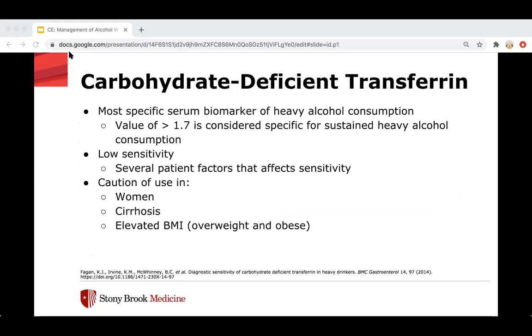Carbohydrate deficient transferrin is actually the most specific serum marker for heavy alcohol consumption. So this would be a great indicator to use on all patients coming in with suspected alcohol withdrawal. CDT refers to a temporary alteration in the glycosylation pattern of transferrin, and this results in an increase in the relative amounts of diacetyl and acetyltransferrin. And this occurs as a result of sustained heavy alcohol consumption. These levels don't return to baseline until about 2 to 5 weeks after complete abstinence from alcohol.